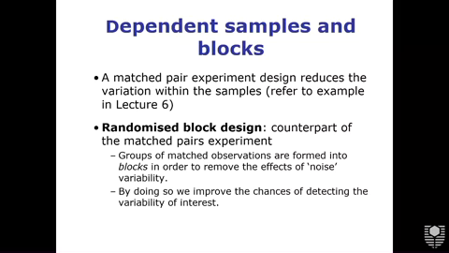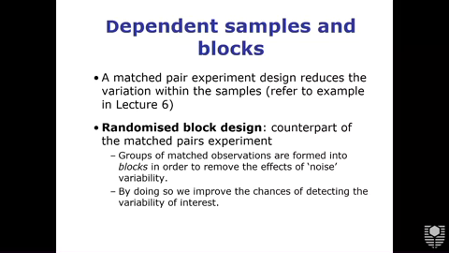So, dependent sample and blocks. A matched pair experiment design reduces the variation because we're interested in the incremental effect, if you remember, model number 6. But here, randomized block design, we have a counterpart of the matched pair experiment, but we have differences with the treatments, and within these treatments we have blocks, right?